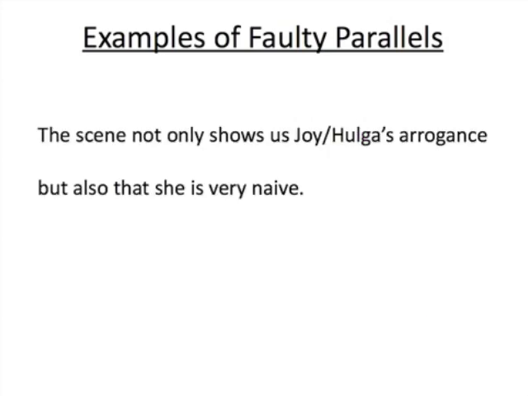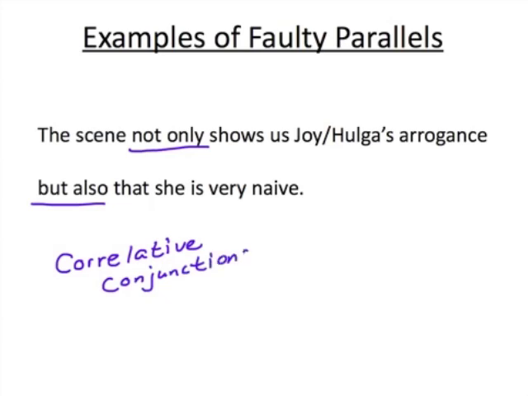Let's look at one more. The scene not only shows us Joy Hulga's arrogance, but also that she is very naive. This sentence has a couple different problems. One of them involves the not only, but also. And this is one of those correlative conjunctions that we talked about. Remember that correlative conjunctions are the ones that go in pairs, like not only, but also, or either, or, both, and.